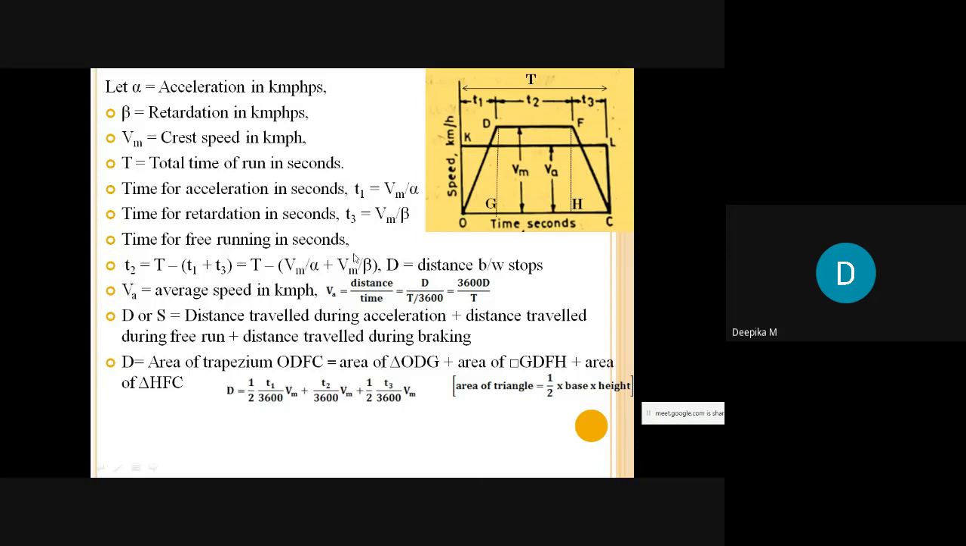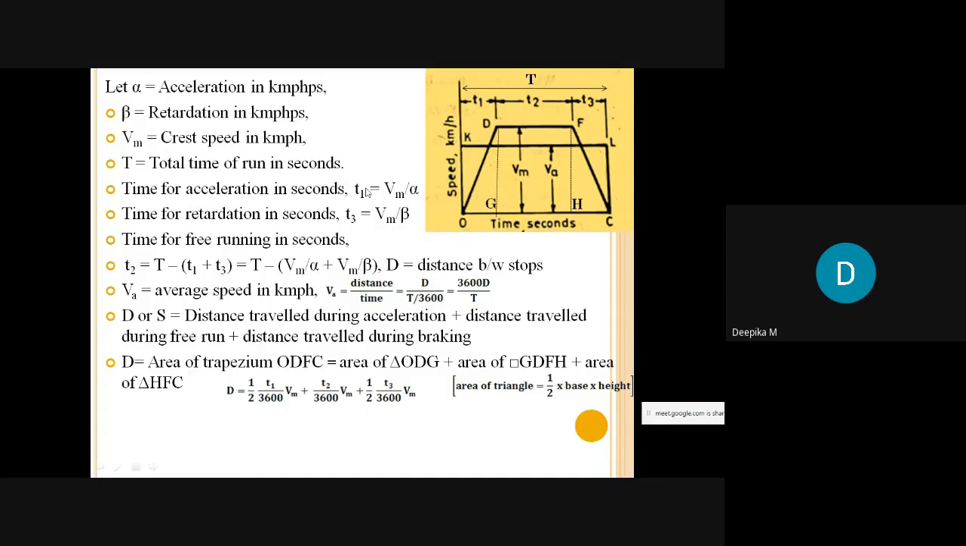So half into base is what? It is OG. OG is nothing but T1. T1 is the time traveled during acceleration. So what is T1? It is nothing but Vm by alpha. Correct.